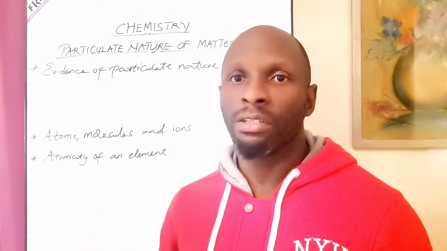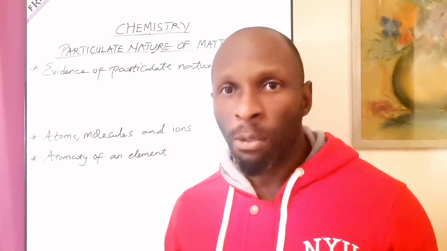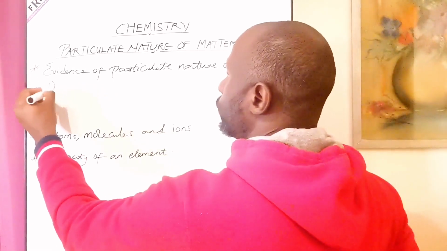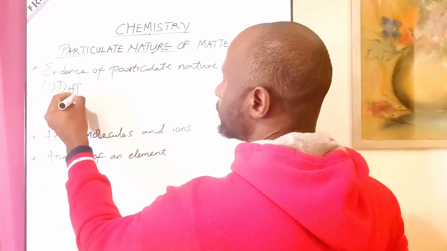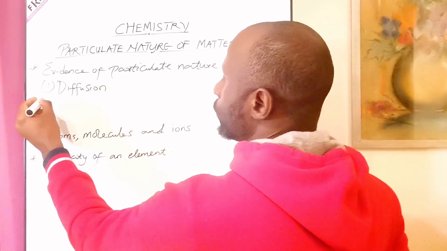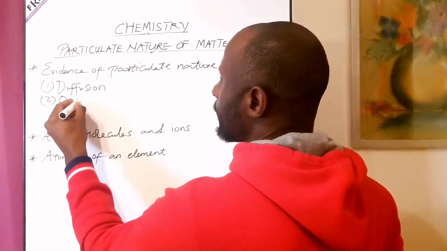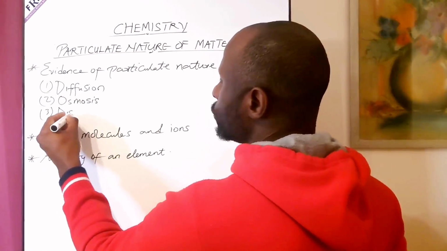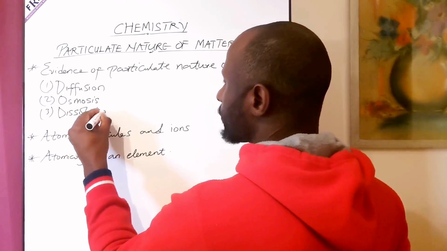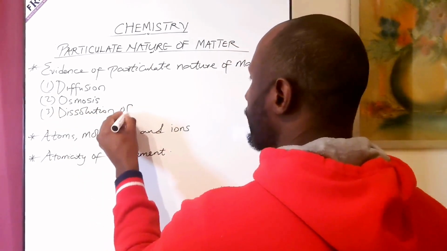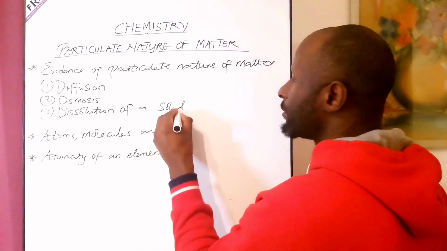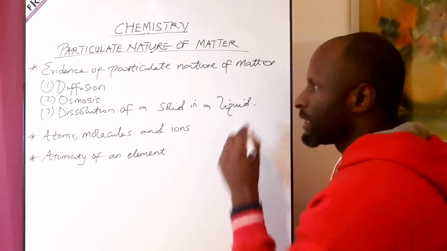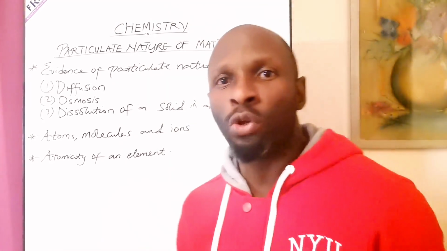Now, when we talk about the evidence of the particulate nature of matter, there are some evidence that are scientifically regarded. Some of them are what we'll look at today. We'll look at diffusion. We would look at osmosis. And then lastly, we would also look at the dissolution of a solid in a liquid. These are 3 evidence that we are going to be looking at.